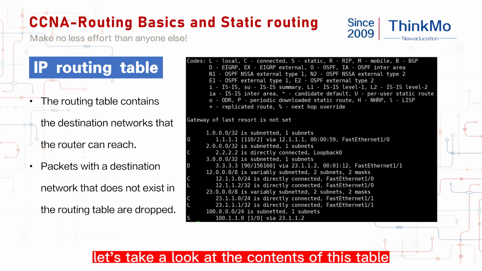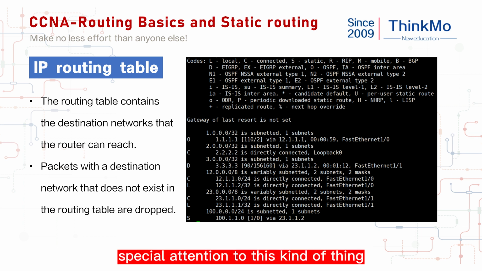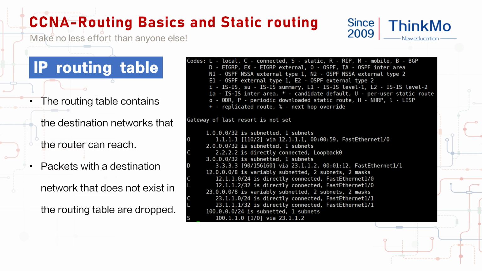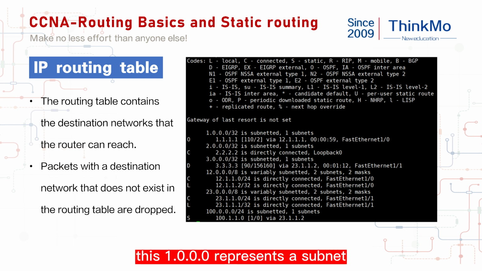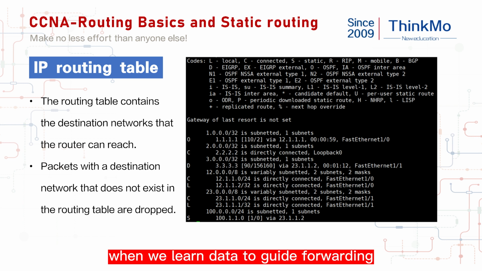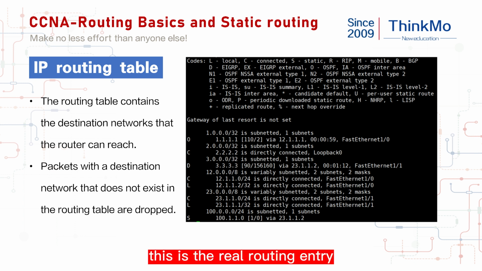Let's take a look at the contents of this table. First look at the first line. You don't need to pay special attention to this kind of thing. This is a collection of main class subnets. 1.0.0.0 represents a subnet. Actually, you don't need to read this line. When we learn data to guide forwarding, don't need to pay attention to this thing. Let's look directly at the next line. This is the real routing entry.